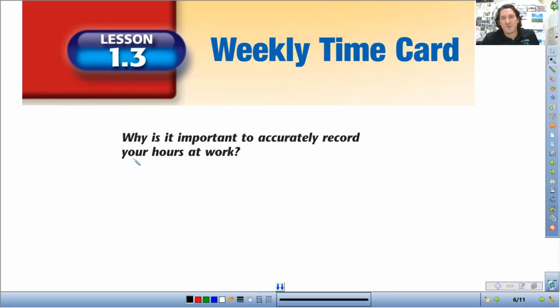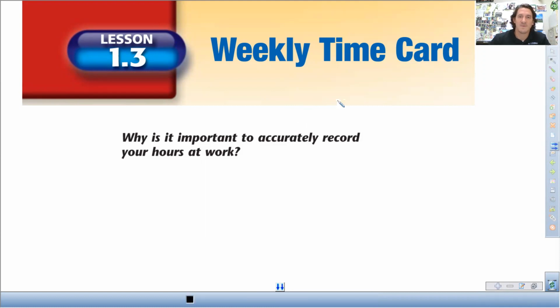But why is it important to accurately record your hours at work? So you get paid what you earned. All right, you don't want to shortchange yourself, so you want to make sure you're calculating your hours properly so you get paid the right amount. But also you want to make sure you're calculating properly, because if you put in too many hours, employers don't like that. You may end up getting fired for not doing this correctly. So it's important to know how to fill out a time card.